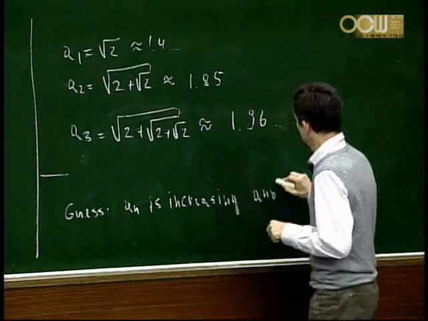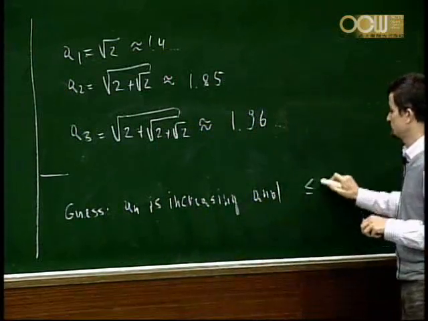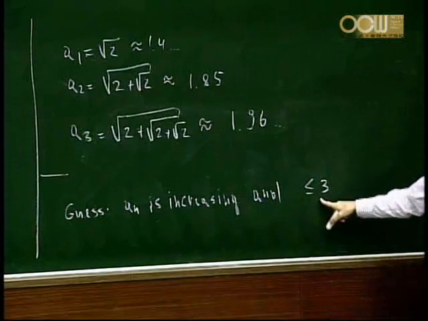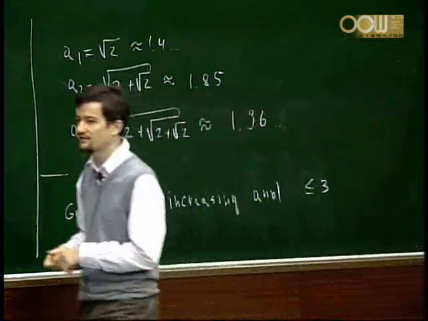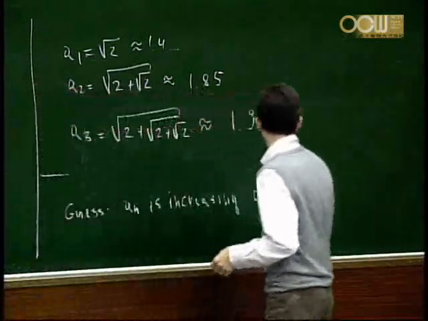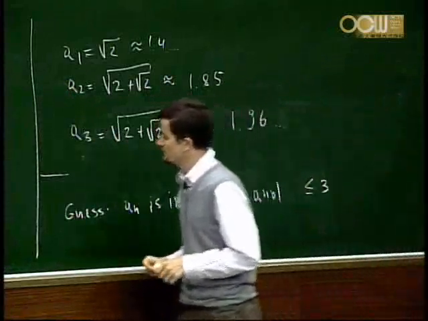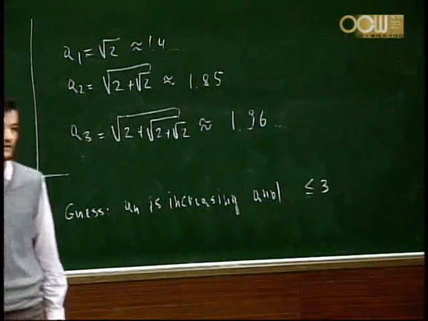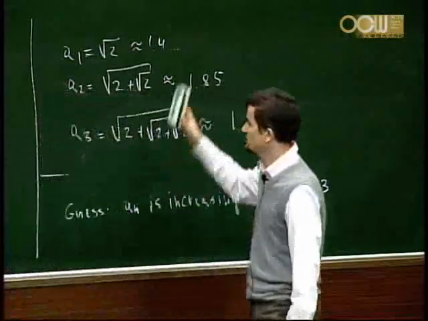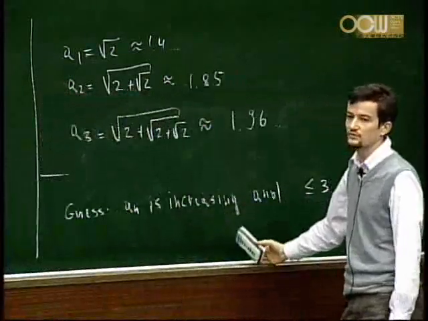and smaller equal than 3. So actually this is my guess. Maybe this guess is wrong, but we can check it by induction. If the induction proof does not work out, we just make it larger. Okay. So this is the first step. Guessing. You compute some values. You guess the behavior.